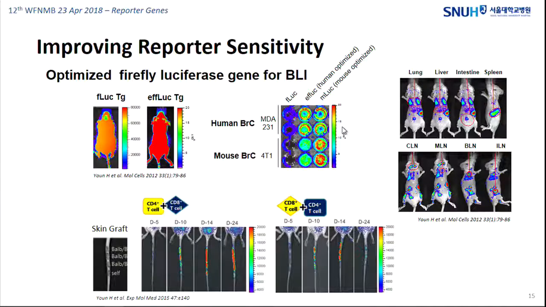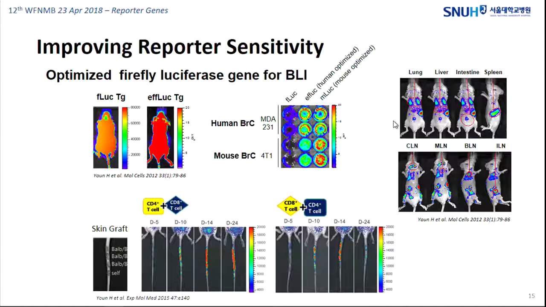Actually, with the wild type or the LUC2, LUC3 type of luciferase, localization can be visualized only with more than 10,000 cells in one locus. But in our experiment, in this case, we can see at least 100 to 1,000 cells in one locus. So we can see more sensitive localization in this case.